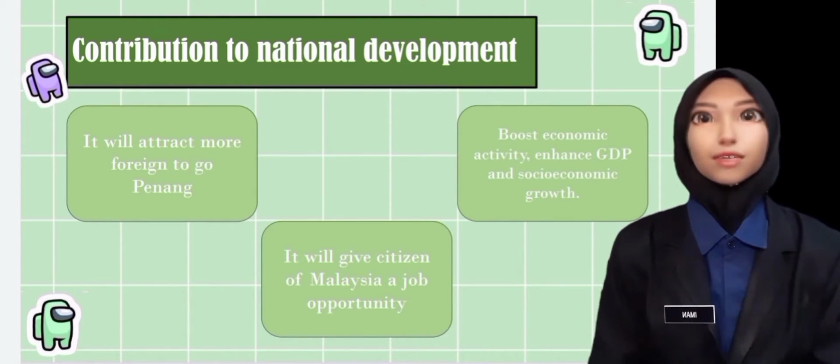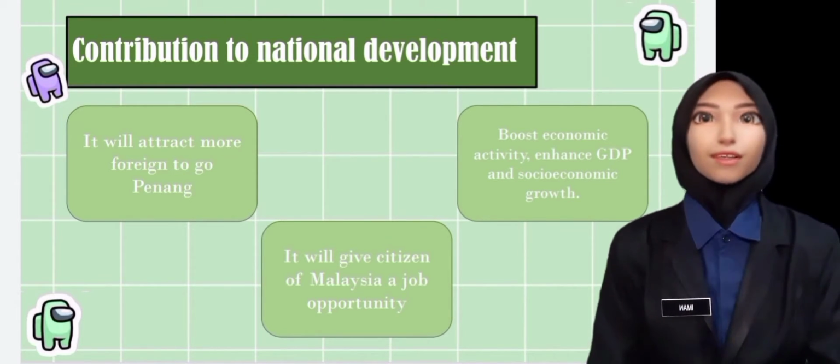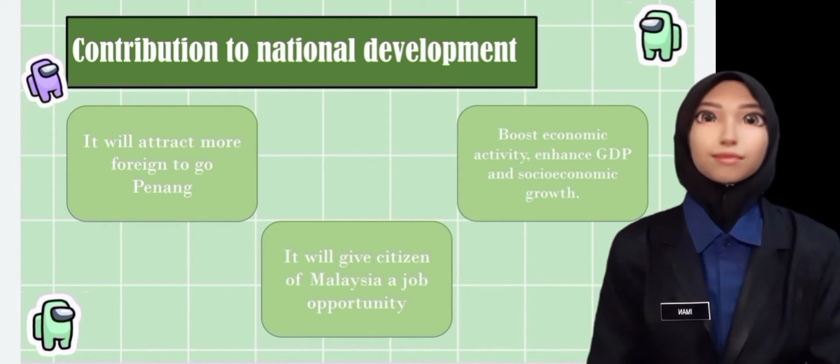Penang is a Malaysian state on the northwest coast of Peninsular Malaysia, separated from the mainland by the Malacca Strait. Besides that, it is also regarded as the Silicon Valley of the East and has one of the largest economies in Malaysia. Because of that, it will give us many economic benefits for the state and country.